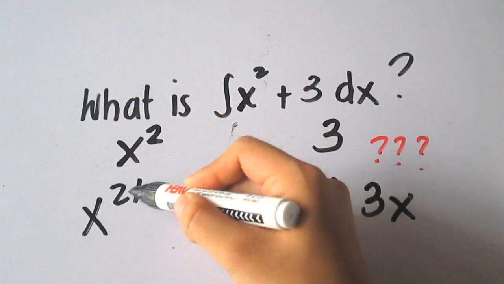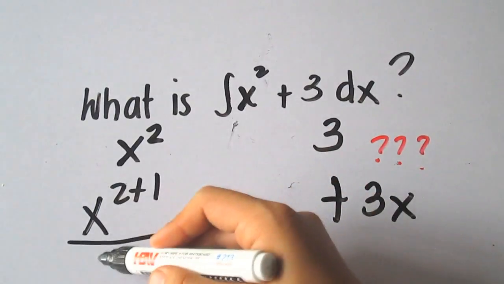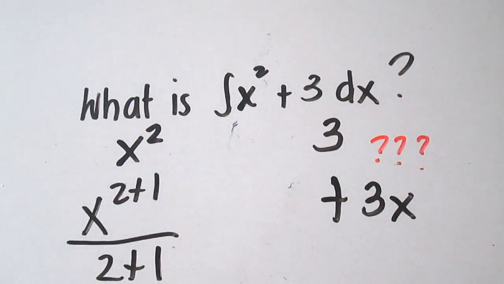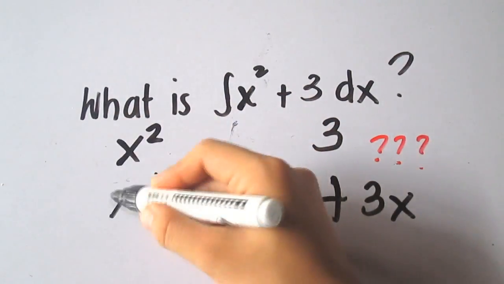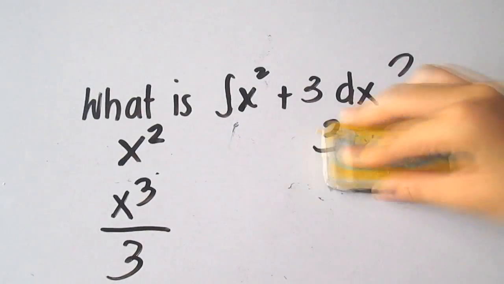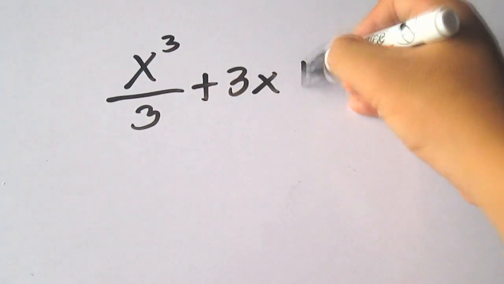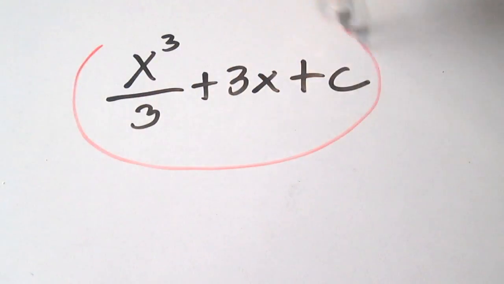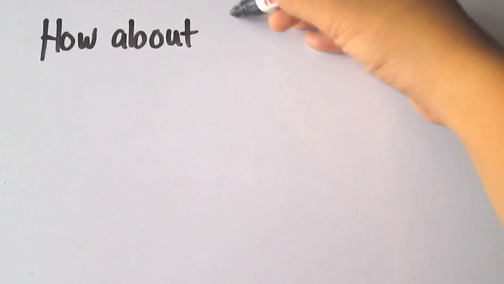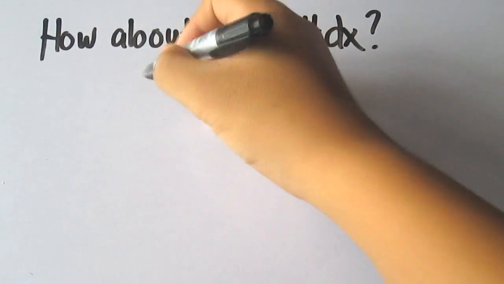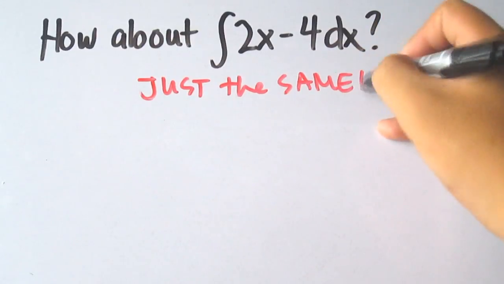Going on, x squared becomes x raised to 2 plus 1 over 2 plus 1, or x cubed over 3. We can now combine them. The final answer is x cubed over 3 plus 3x plus c. How about the integral of 2x minus 4 dx? The process is just the same when subtracted.